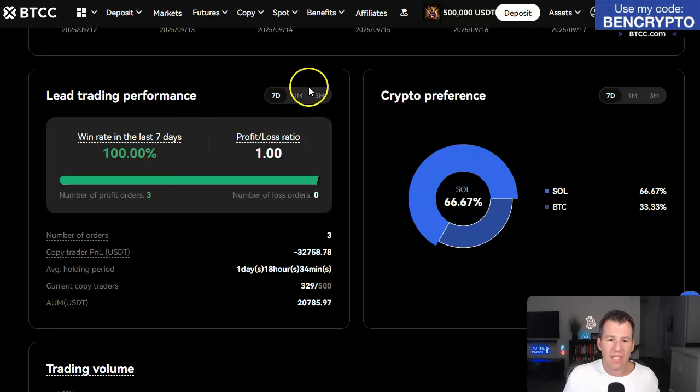Now let's study his impressive 90% win rate, or hit rate, as I like to call it, in more detail. On the 7-day, he has opened 3 total trades, and all 3 of them have been profitable. 100% hit rate in the last week. Pretty impressive, but it's only 3 trades.